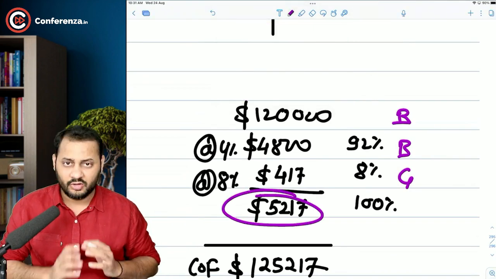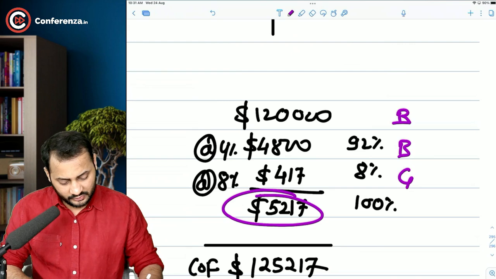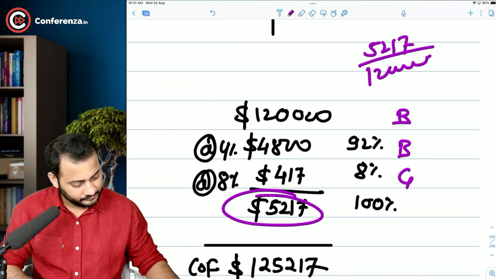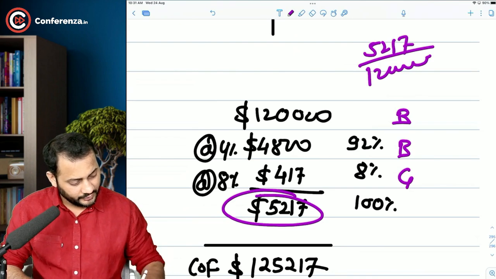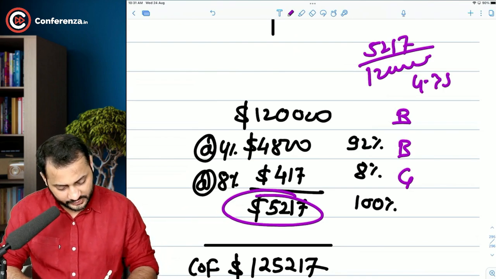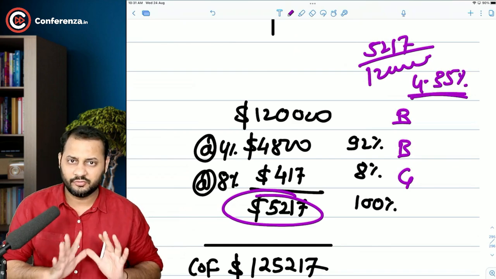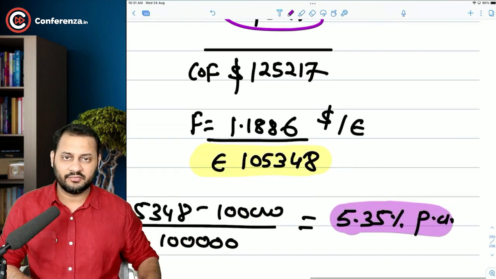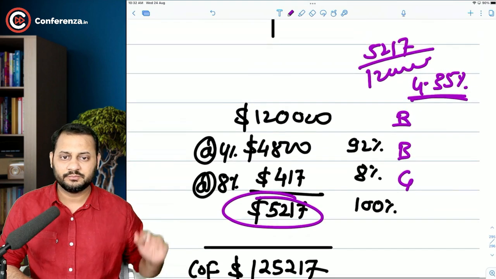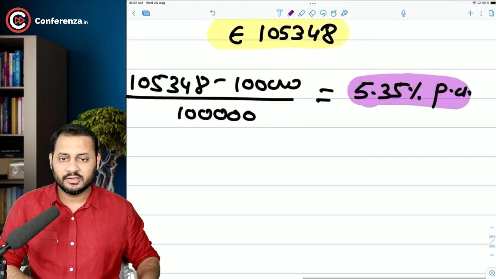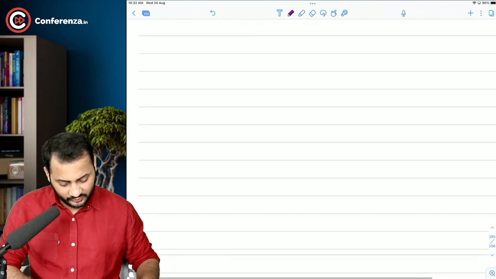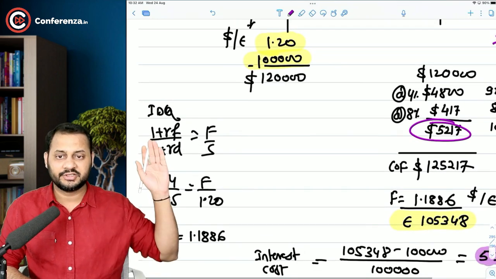This is your total cost in terms of dollar. So if you do 5217 divided by 1,20,000, it will come to 4.35%. Exactly what the institute has calculated, right? 4.35%. So out of 5.35, 4.35 is the interest cost in terms of dollar. The balance is the exchange rate difference, and that can be easily calculated as the difference between the exchange rates.